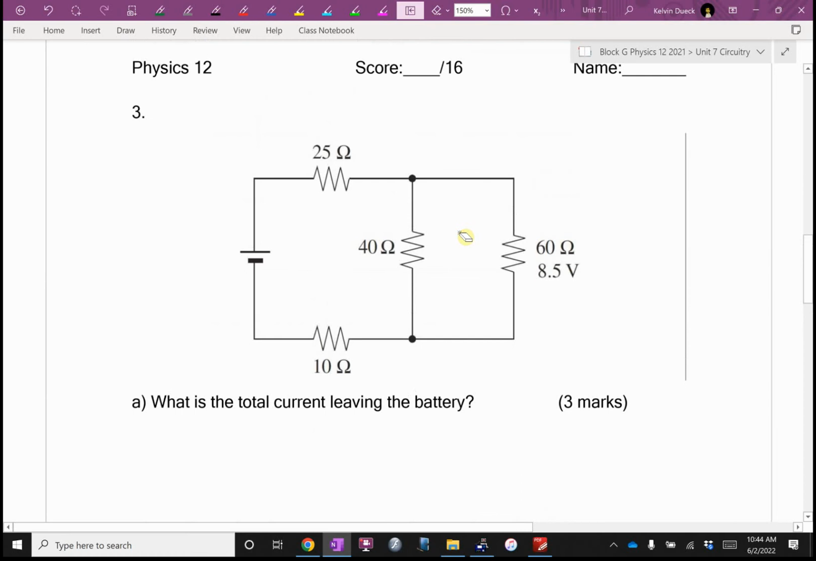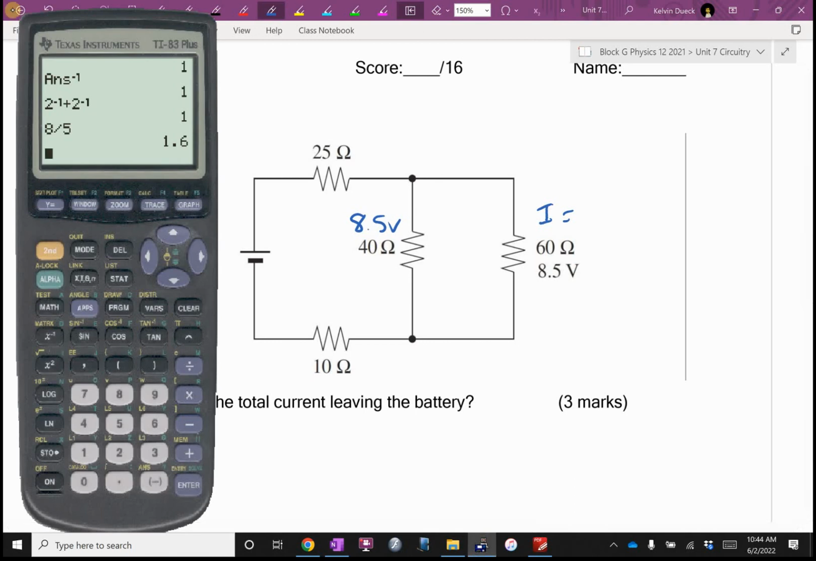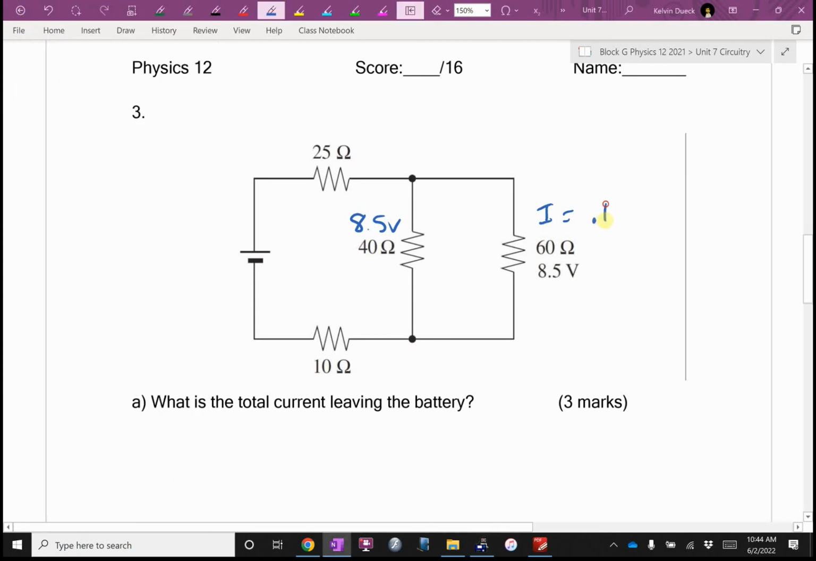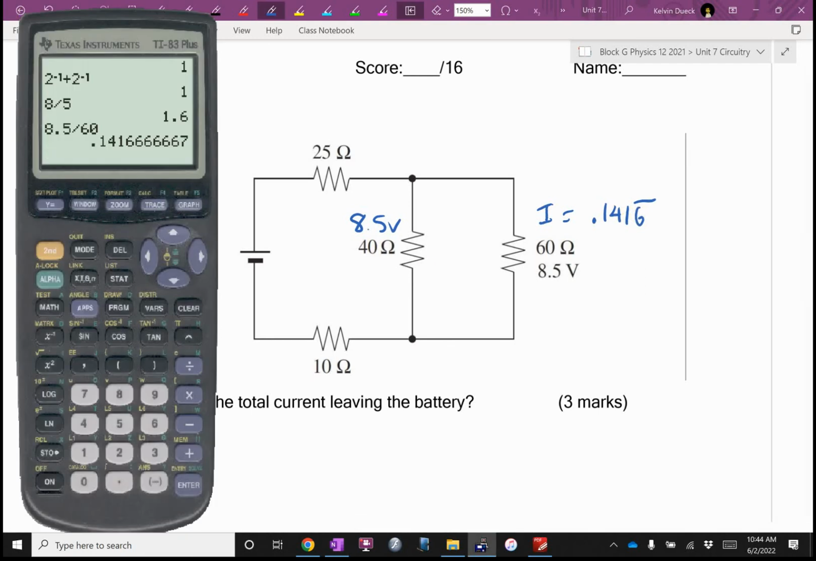Total current leaving the battery. Do I know 2 things? I'm going to start there. So the fact that I know 2 things, I can tell you the current here. Well, actually, not only that, I can tell you this branch here must be 8.5 volts. And so I can tell you the current on the right-hand side is 8.5 divided by 60, or 0.1416 repeating. And the current in the middle resistor is going to be 8.5 divided by 40, or 0.2125.